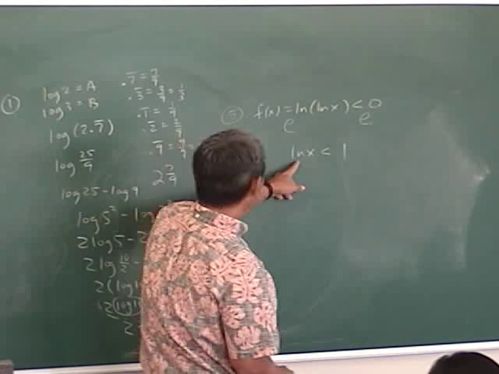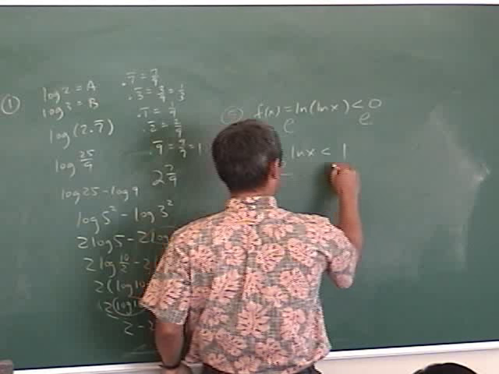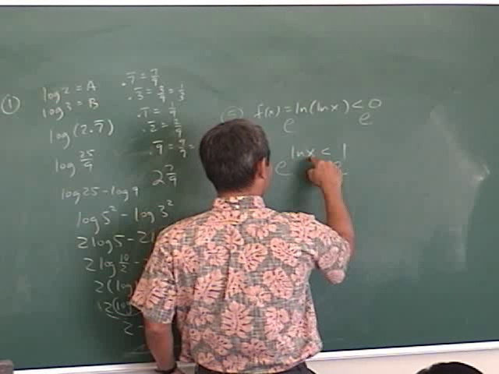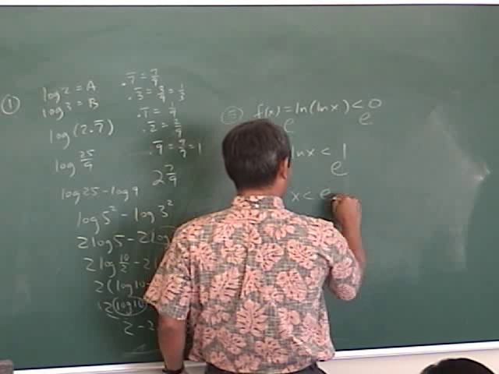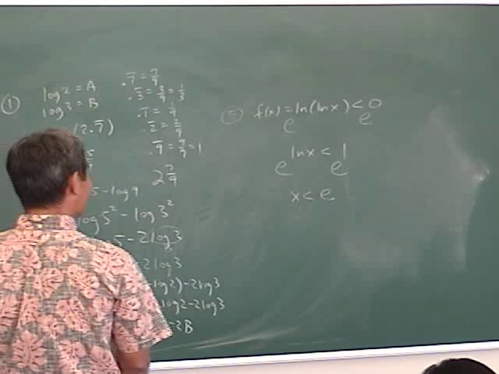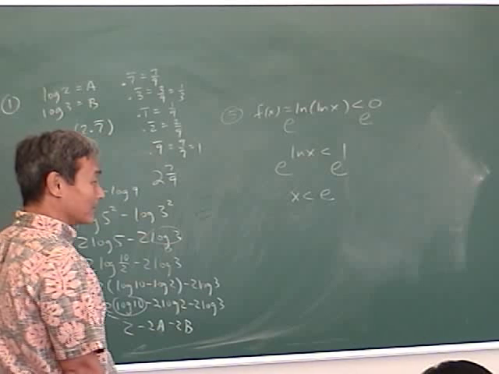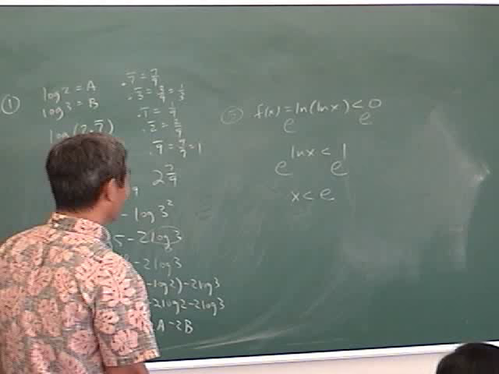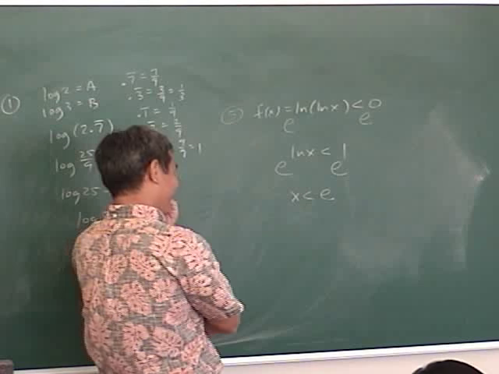Okay, now, how do I get rid of this ln? You e both sides again. So e to the natural log x is x, and e to the 1 is e. Oh, that was easy, Mr. Park. Yeah, but see, come on, this is a test problem. You think it's that simple? No. If you just did this on the test, worth 8 points, minus 4.